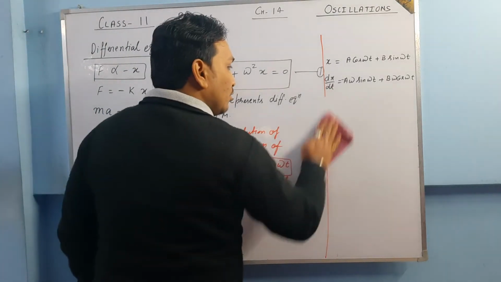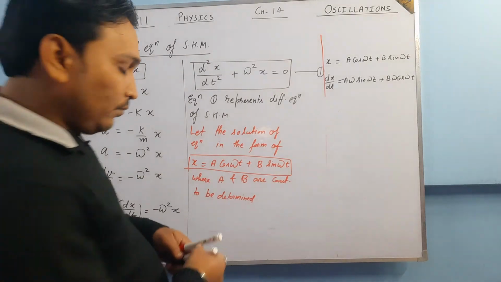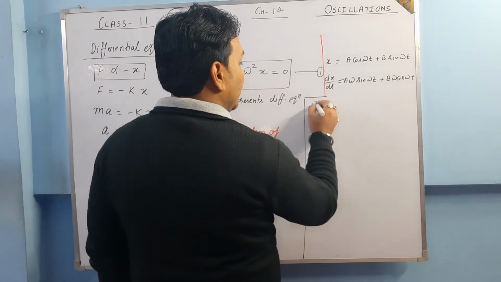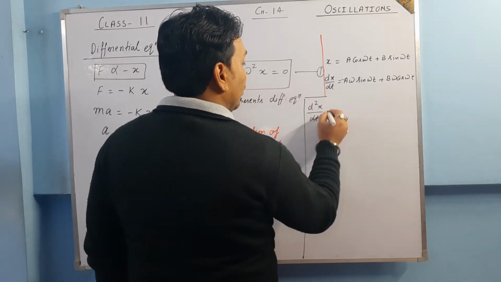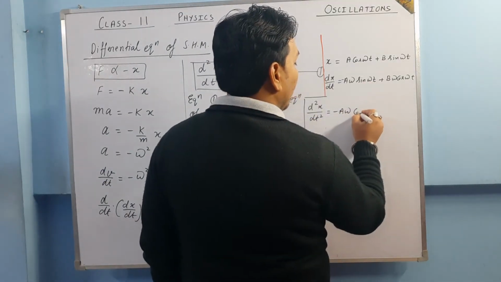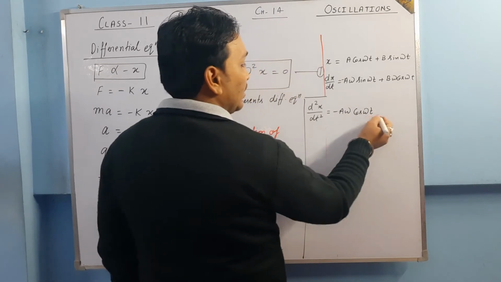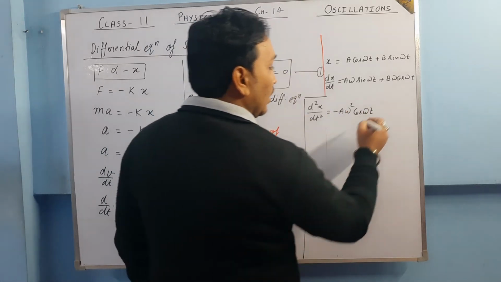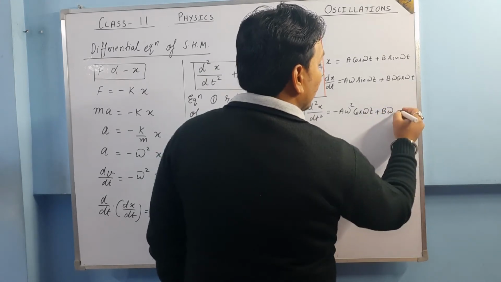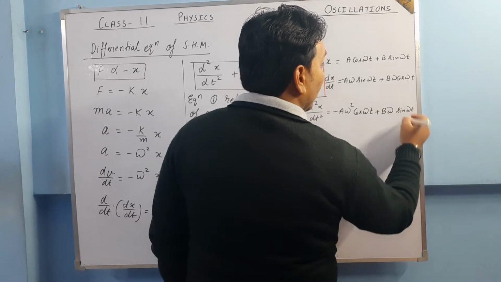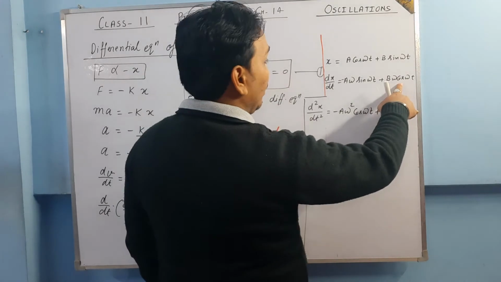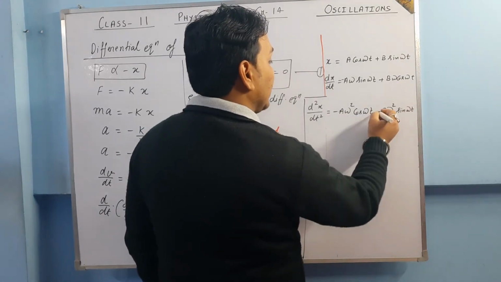If it is again being differentiated, so d square x upon dt square is equal to what? Minus A omega, it is already there. The differentiation of sin omega t is going to be what? Cos omega t. Omega t is again being differentiated, so it will be omega square, plus B omega. Differentiation of cos omega t is sin omega t, and omega t is again differentiated, 1 omega will come, so it will be omega square. One more thing, the differentiation of cos is minus sin, therefore 1 minus sin is there.